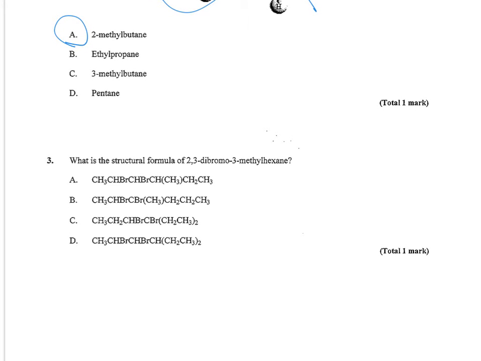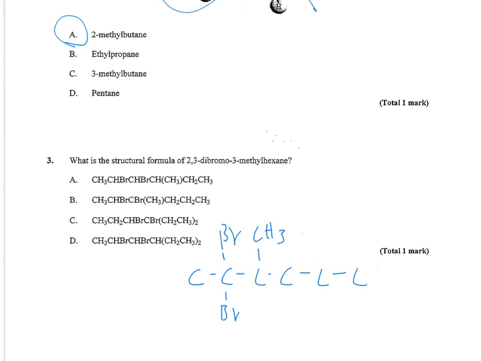Question number 3 then says, what is the structural formula of 2,3-dibromo-3-methylhexane? I would start by drawing the hexane, so it's 6 carbons. You might as well draw them straight since you have the choice. The 3-methyl tells me there's a CH3 group off the 3rd carbon, and the 2,3-dibromo tells me there's a bromine off of each of these.